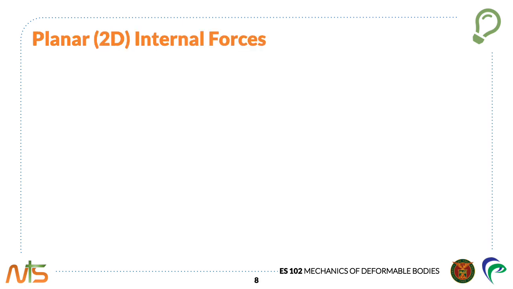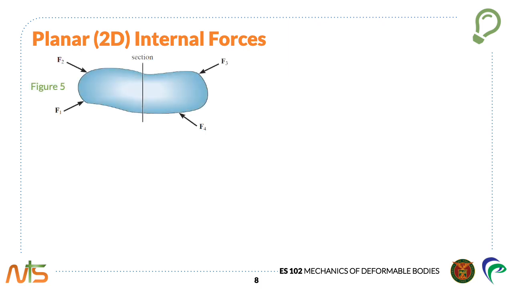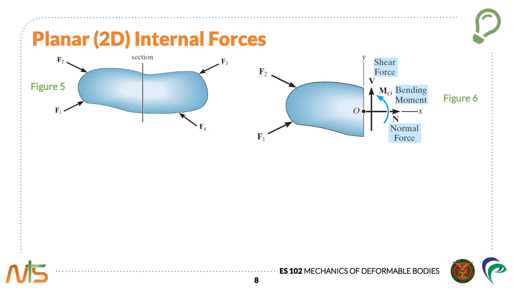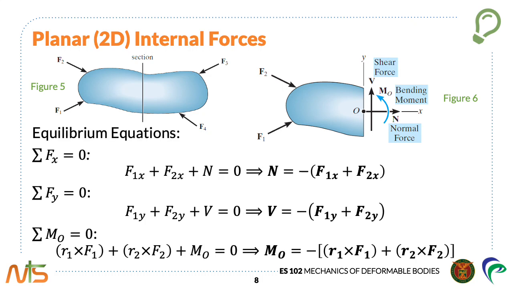In 2 dimensions, we have shown that if we use the method of sections, 3 internal loading resultants exist: the normal force, the shear force, and the bending moment as shown in figure 6. To determine the internal loadings, the 3 equilibrium equations, the summation of forces about the x-axis equal to 0, the summation of forces about the y-axis equal to 0, and the summation of moments about point O equal to 0 are performed using the sectioned member in figure 6.